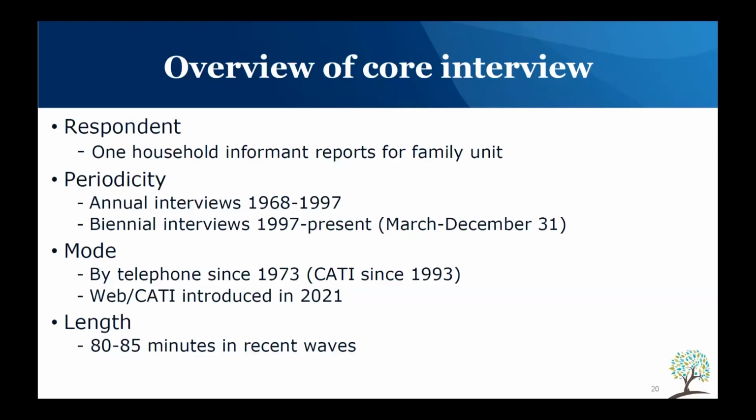The typical length of our interview in recent waves has been about 80 to 85 minutes. So you think, how could you possibly get 88,000 variables from these individuals over time? And it's because we do have a pretty lengthy interview. Next slide, please.